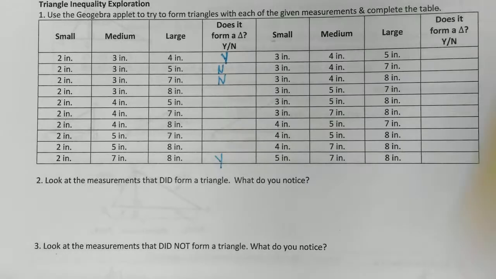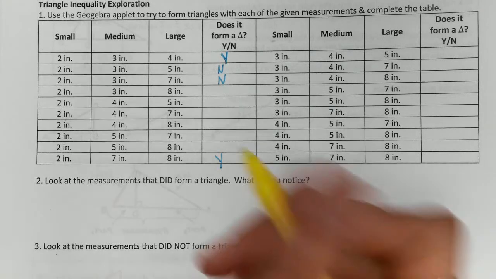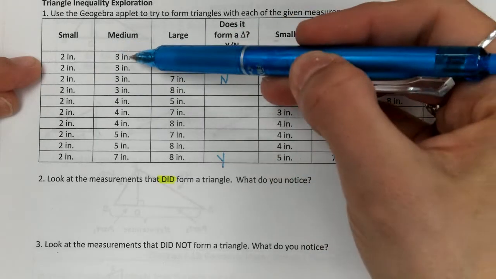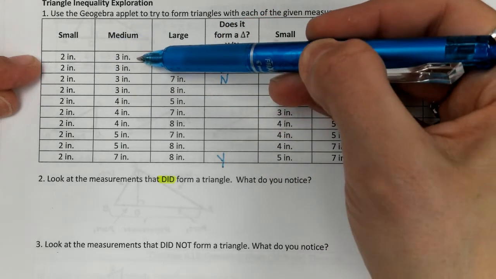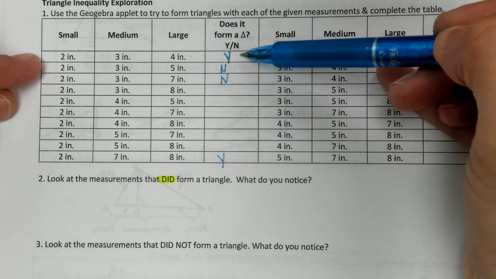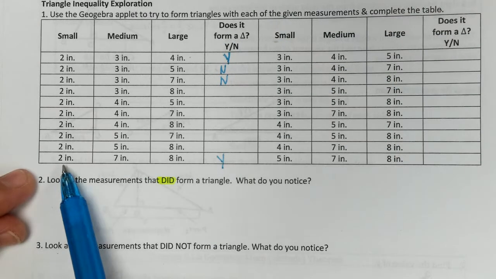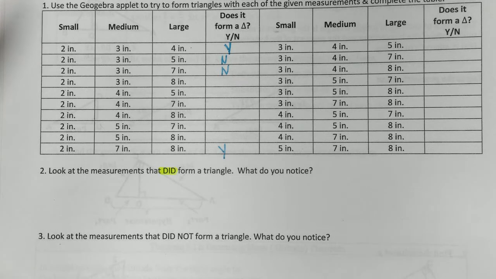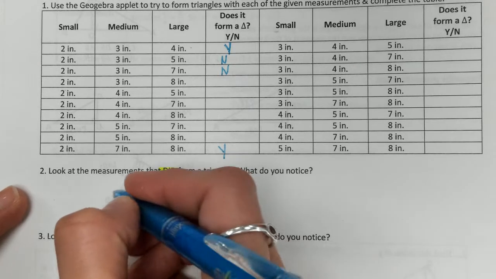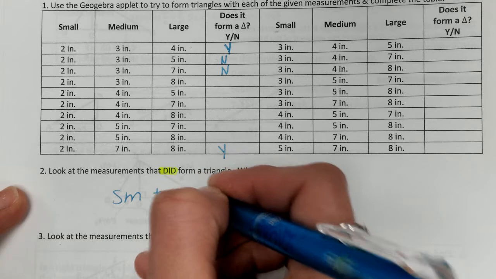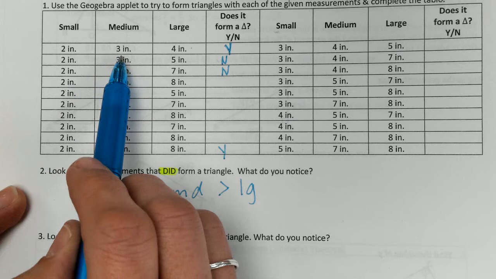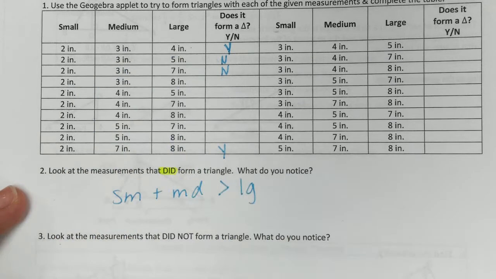The first one here, number 2 discussion question, said look at the measurements that did form a triangle. If we look at the measurements of sides of 2, 3, and 4, small being 2, medium being 3, large being 4, we ended up with a triangle. Down here we had the 2, 7, and 8, which also gave us a triangle. I was really happy to see some students figure out on their own that when you take the small side and add the medium side, it's going to end up being greater than the large side. So 2 plus 3 is 5. It's greater than 4, so we had a triangle.